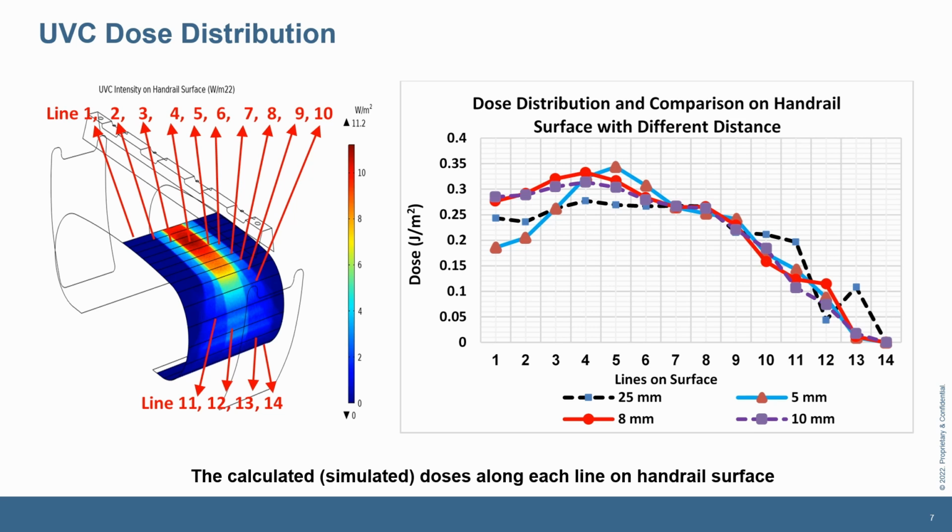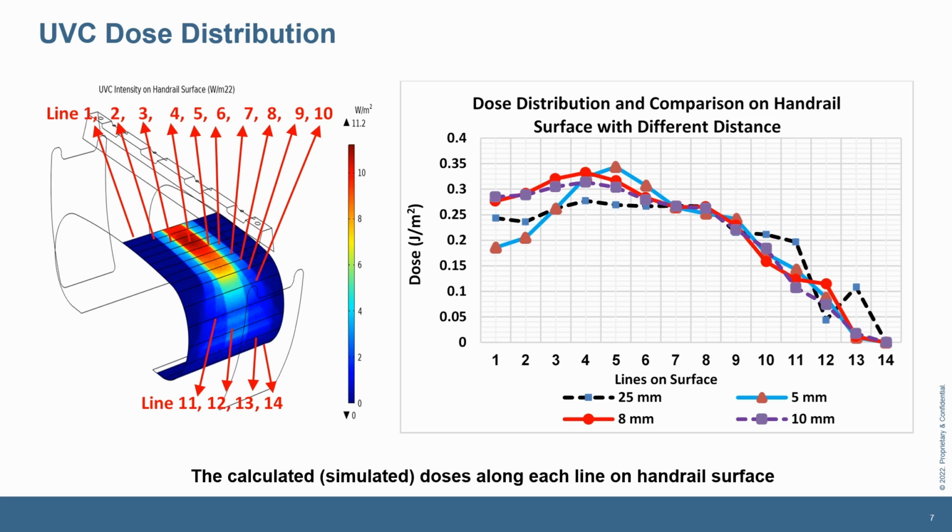Based on the simulated intensity using the integration method, the dose received by the handrail surface can be calculated. Due to the curved surface of the handrail, the UVC intensity and distribution are different. Each point receives a different dose. In order to know the dose on the surface, we mark the parallel lines on the surface, like the left side of the slide. Each line received the same dose.